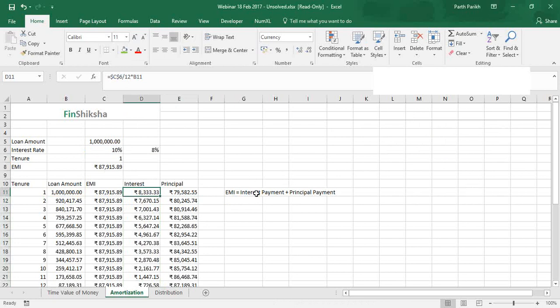Now EMI is split into two components. One is interest payment and one is principal payment. So interest payment I've already calculated, and then comes the principal payment. Out of EMI I will deduct this. So the rest is my principal, which in the next period I will deduct from my loan amount. So that's the basic premise of this.